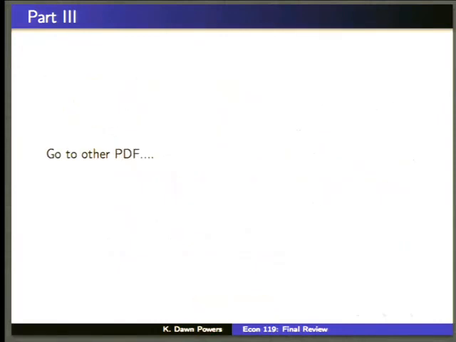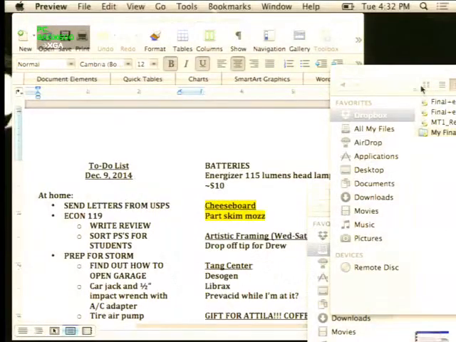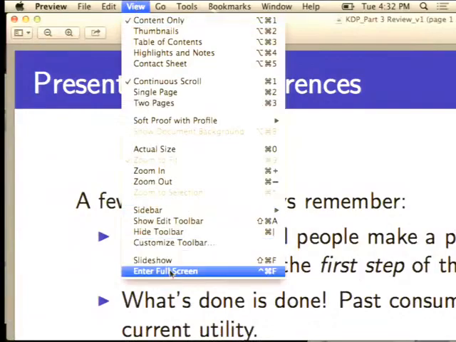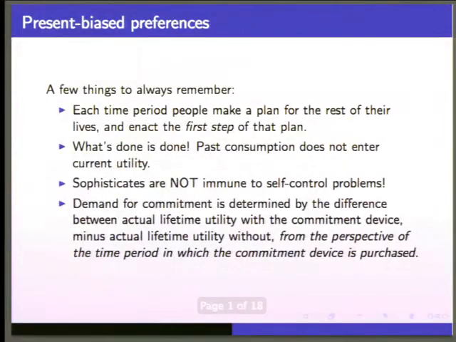All right, so let me change to the other PDF, which I haven't mocked up in print-friendly LaTeX yet, so my apologies. Okay. All right, so this is reviewing a little bit what we just talked about.